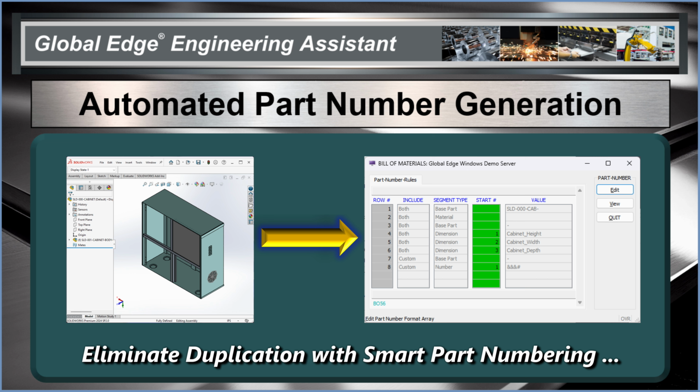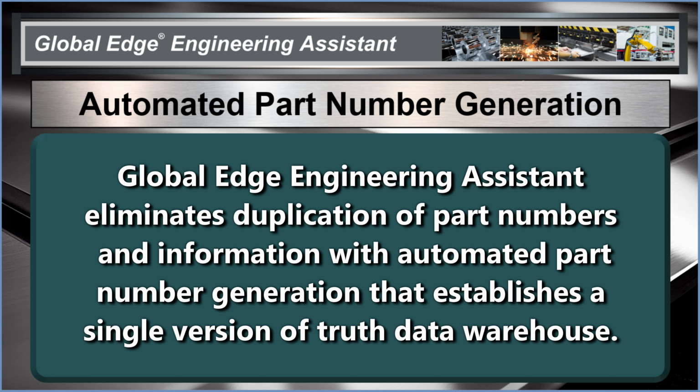This includes both fully smart part numbering rules, and quasi-smart part numbering rules to help eliminate duplicate and orphan part numbers. Global Edge Engineering Assistant eliminates duplication of part numbers and information with automated part number generation that establishes a single version of truth data warehouse.